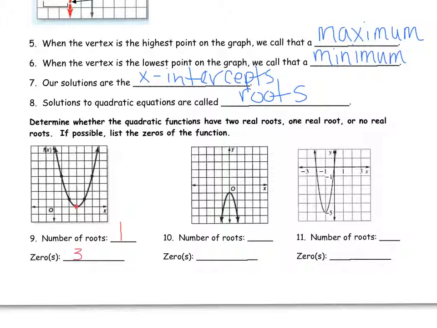Okay? When I look at the second graph, the second parabola, I see that it doesn't cross the x-axis at all. So this has no roots at all. When I look at the third one, number 11, I see that this graph crosses the x-axis here and here. So it has 2 roots, and they are -2 and 0.